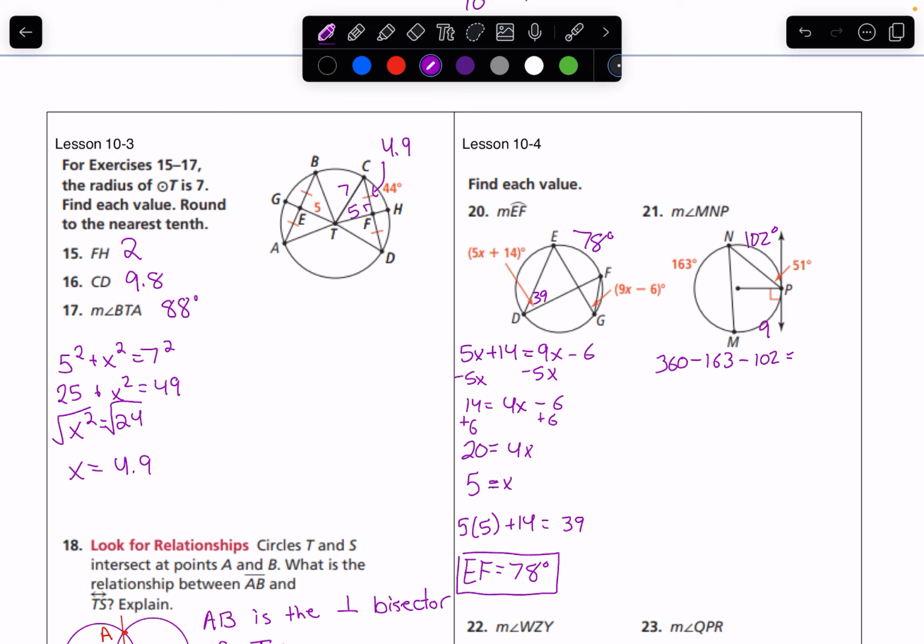Since that arc is 95 degrees and it is the intercepted arc of an inscribed angle, then the inscribed angle, MNP, is half of 95. So 95 over 2 is going to give me 47.5 degrees.